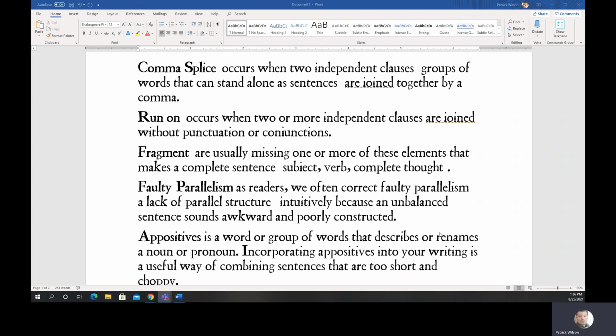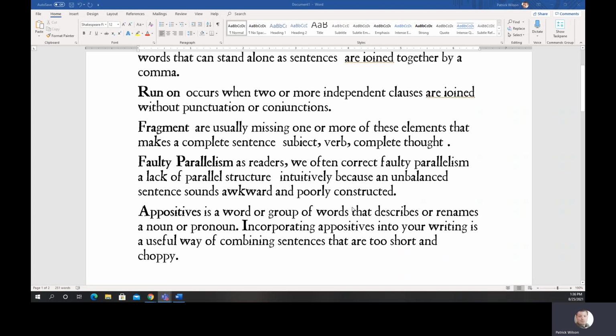So it could be missing a subject, a verb, a complete thought, two of those elements, one of those elements, or all three of those elements. Faulty parallelism: as readers, we often correct faulty parallelism, a lack of parallel structure, intuitively because an unbalanced sentence sounds awkward and poorly constructed. An appositive is a word or a group of words that describes or renames a noun or a pronoun. Incorporating appositives into your writing is a useful way of combining sentences that are too short and choppy.